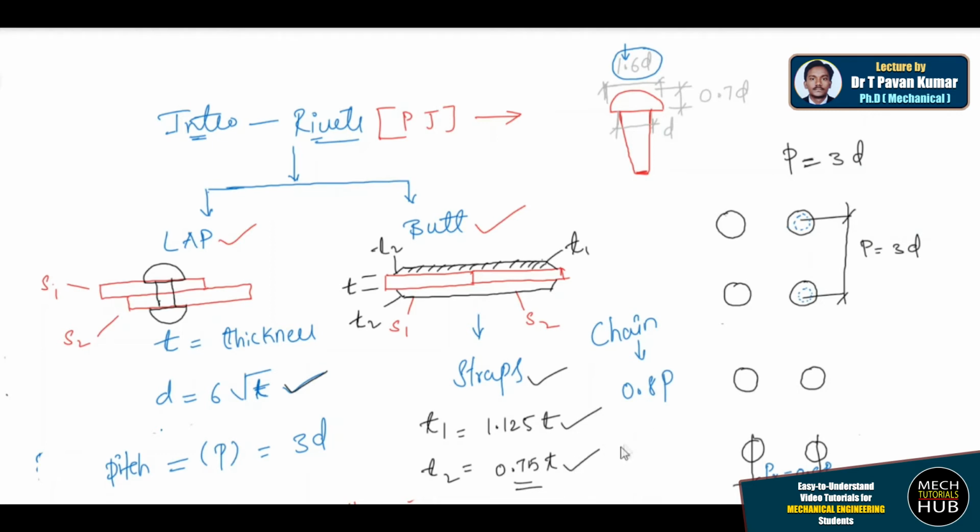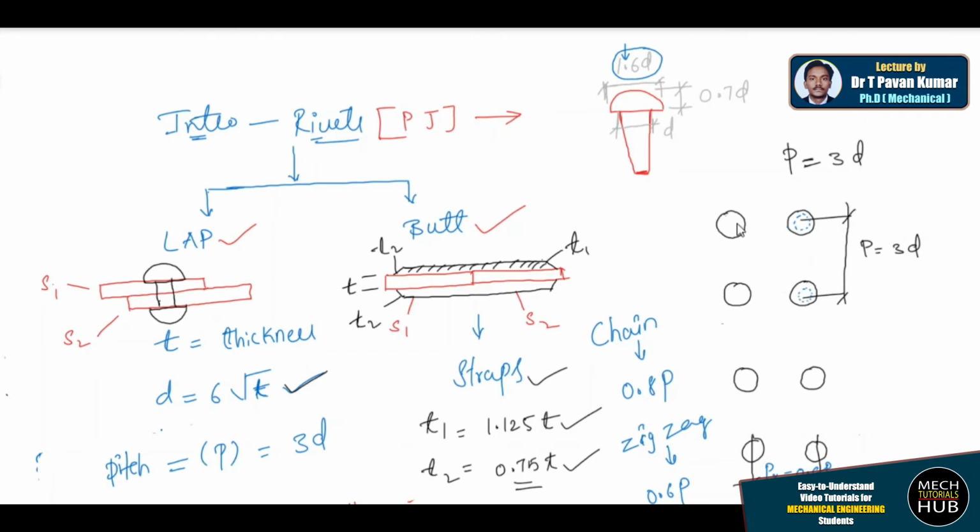Similarly, if it is a zigzag, that is equal to 0.6 into P. For a zigzag joint, PR is equal to 0.6 into P. Try to remember these two. What is the difference between chain and zigzag? Here, have a look. This is a chain system, whether it is a 2 row or a single row one, it is a chain system.